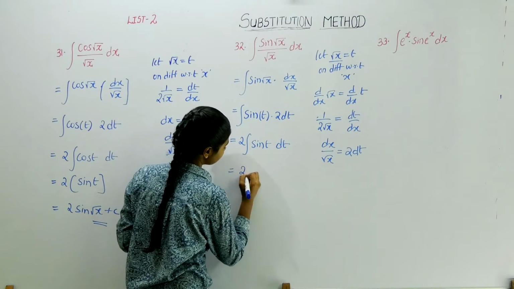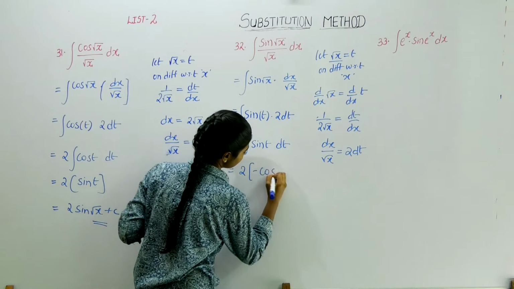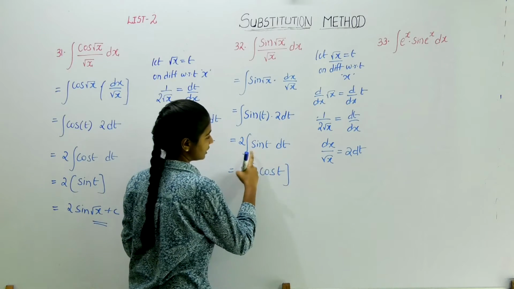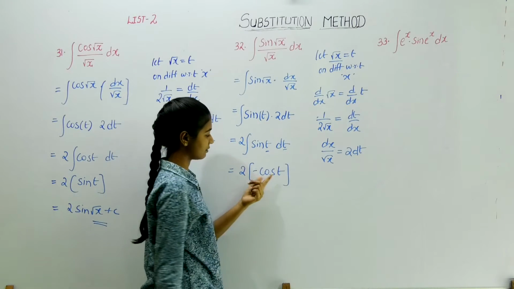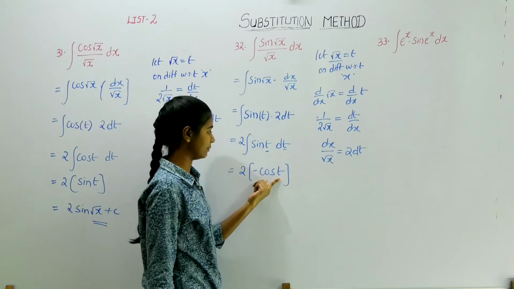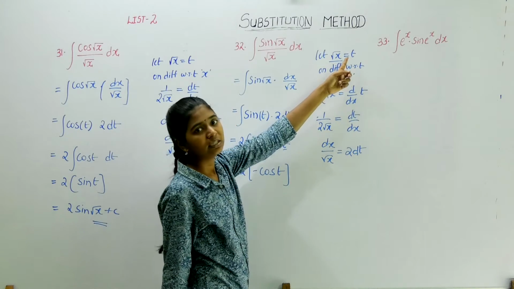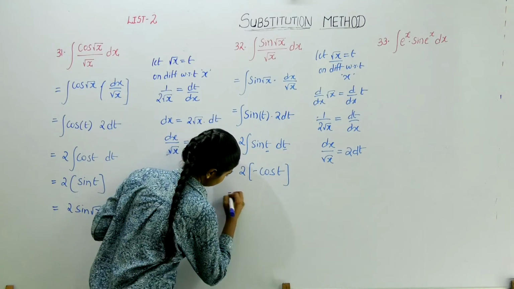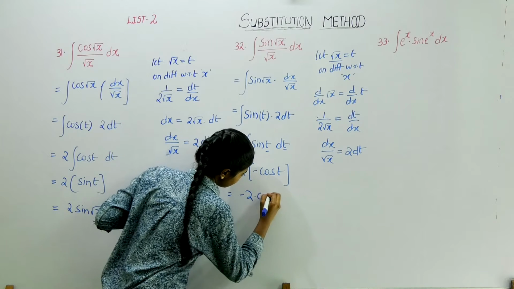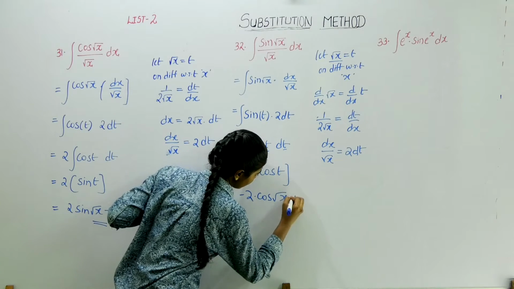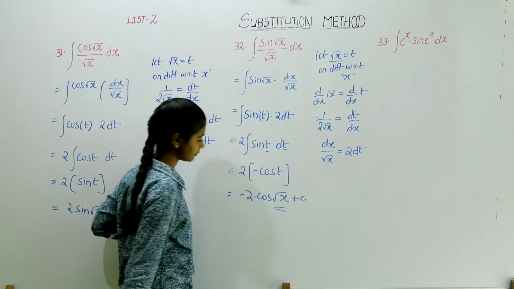What is the formula for integral sin x dx? It is minus cos x, so minus cos t. Here we are integrating with respect to t, therefore minus cos t. Now what is the value of t? It is root x. So the answer is minus 2 into cos root x plus c. This is the final answer.